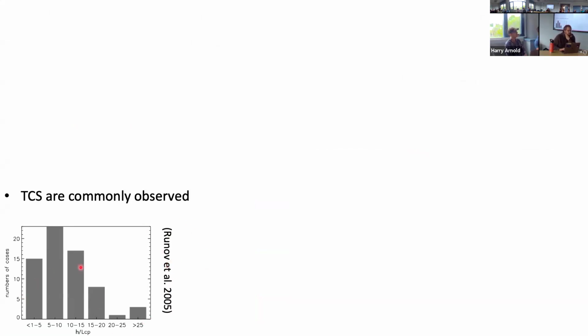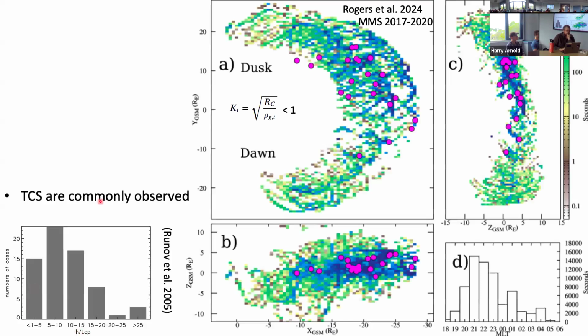So let's talk about observations. This is from Runov et al. 2005. These are observations of current sheet thickness in the tail, basically measured because the magnetotail current sheet flaps up and down across the satellite, and you can measure its thickness. These are histograms normalizing the thickness to the ion Larmor radius, and what you see is a significant chunk of them are less than 10 ion Larmor radii, and there's even a significant fraction that's much smaller than that. So you have these very thin current sheets in the tail, and they're quite common.